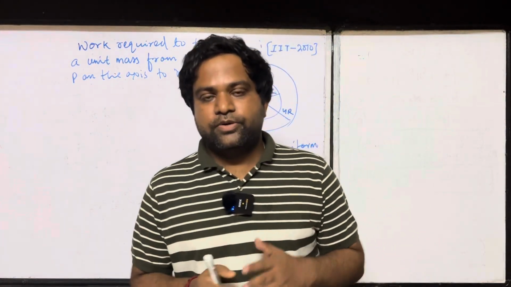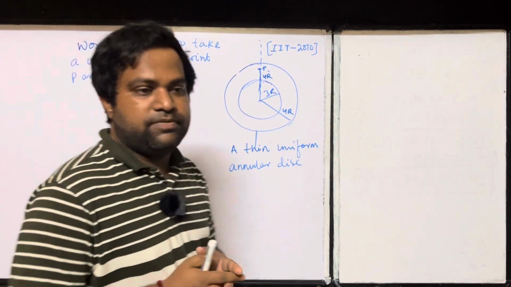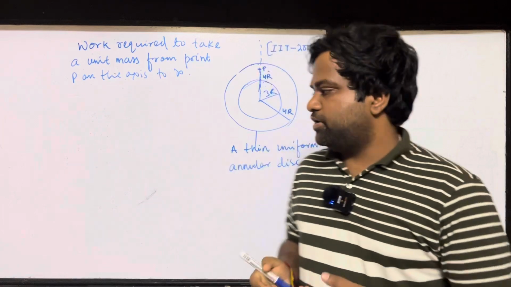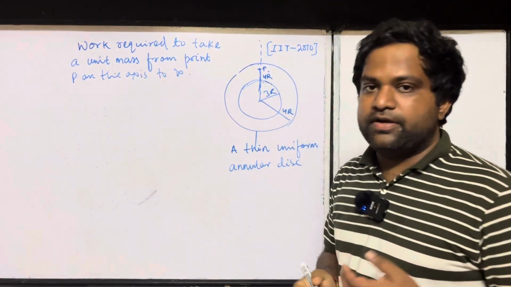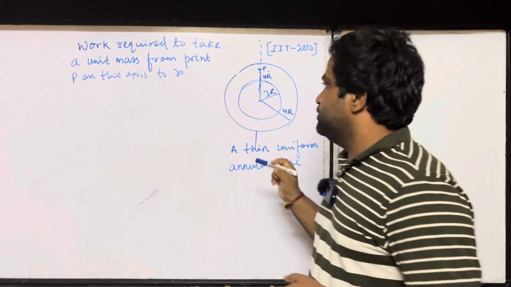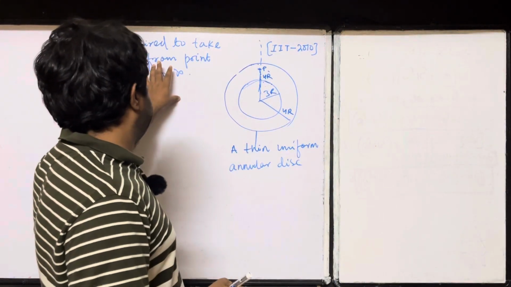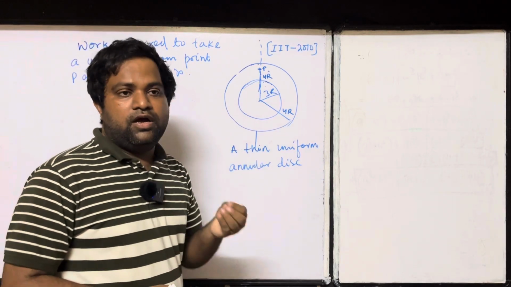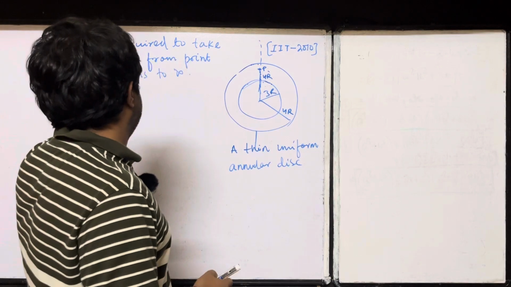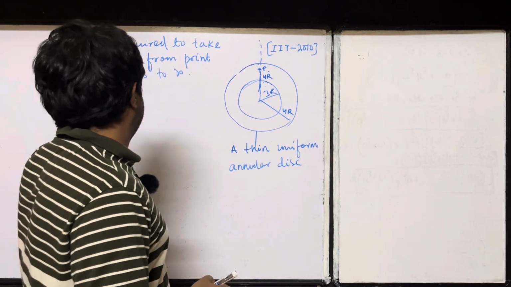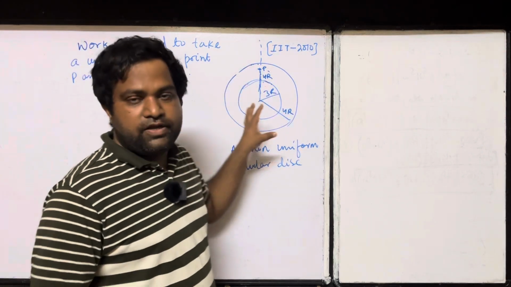So students, today in this video we will solve a numerical from your gravitation chapter, and this question is a PYQ, previous year question from your IIT, and it came in 2010. So the question is about gravitation, the work required to take a unit mass from a point P on the axis to infinity. So let me explain the question.